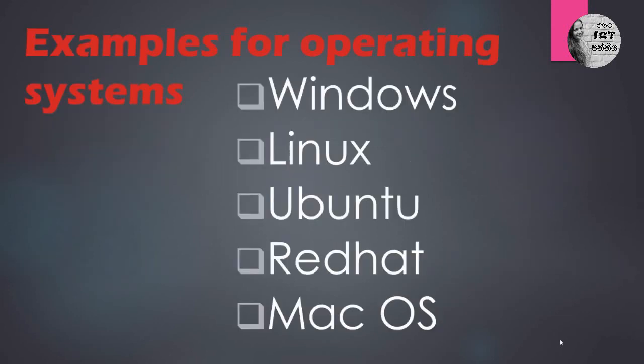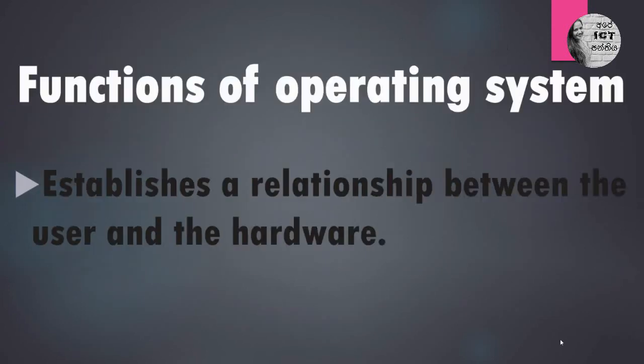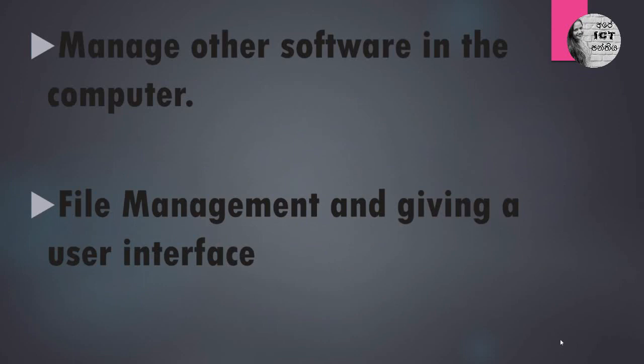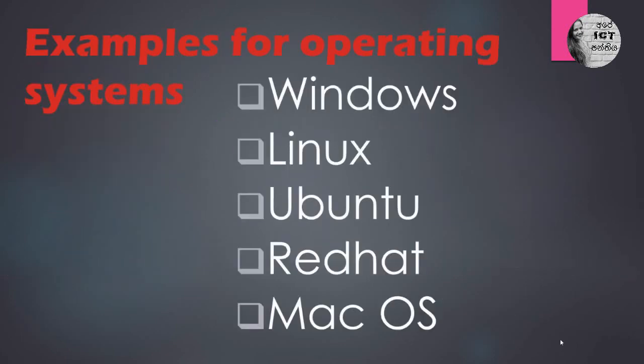Now we have learned three main functions of the operating system. First, establish a relationship between the user and the hardware. Second, manage other softwares in the computer. Third, file management and giving the user interface. Right. Now we are going to learn a few examples of operating systems.